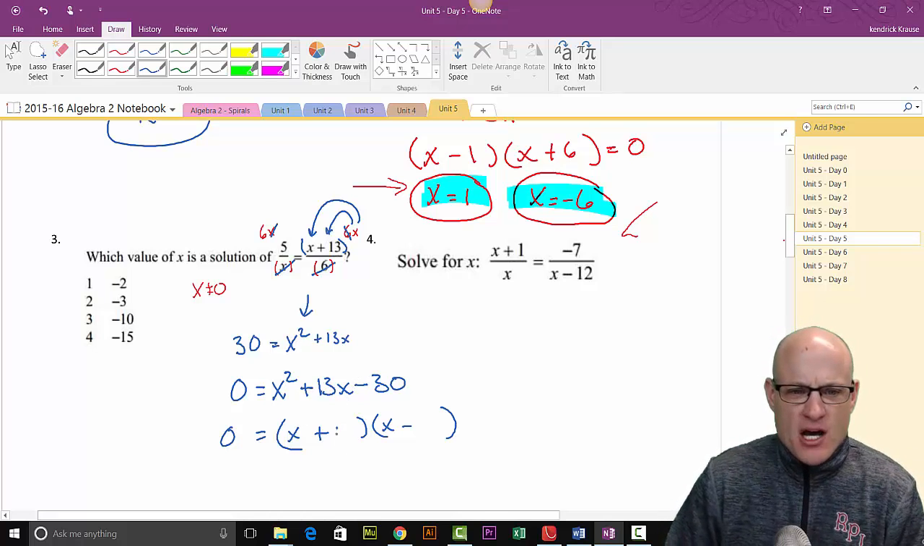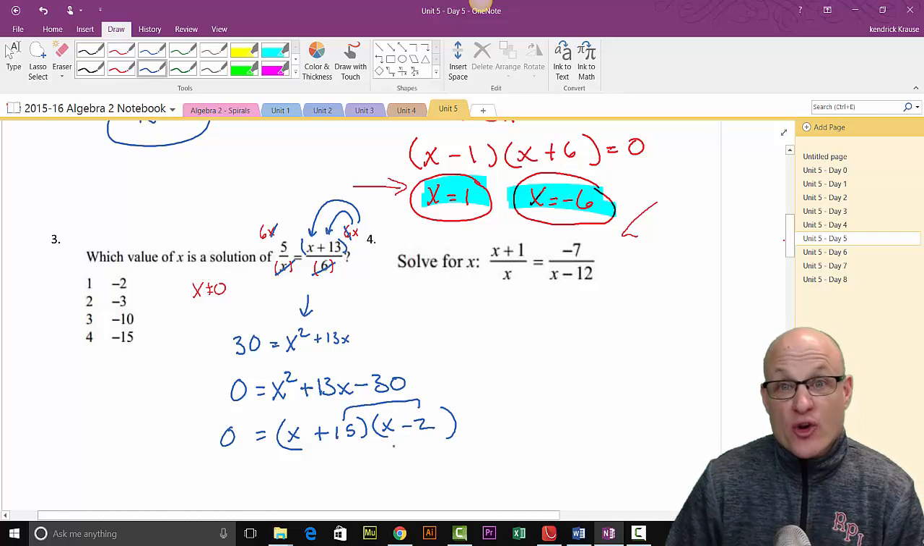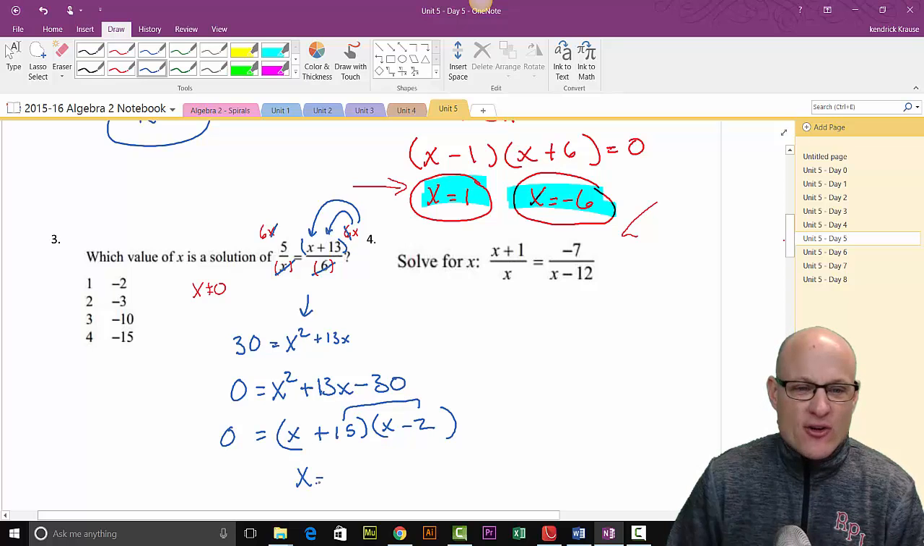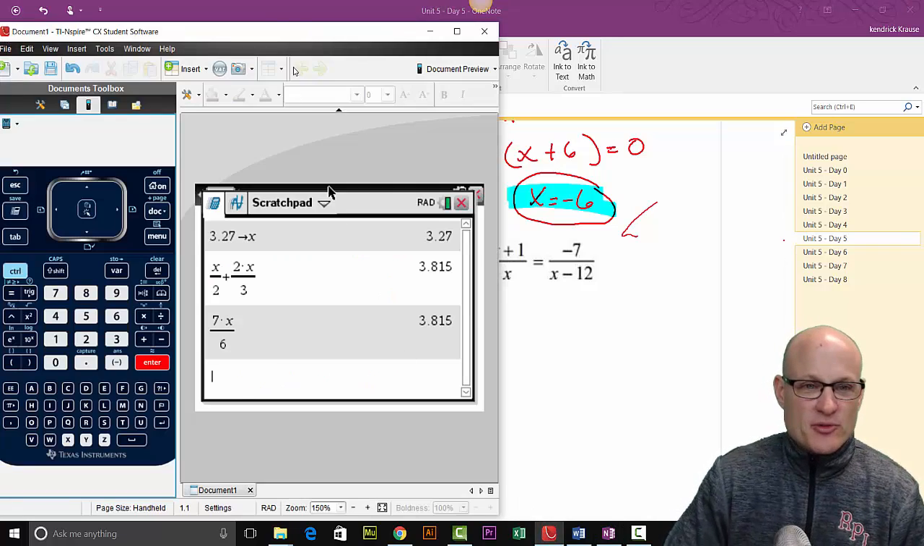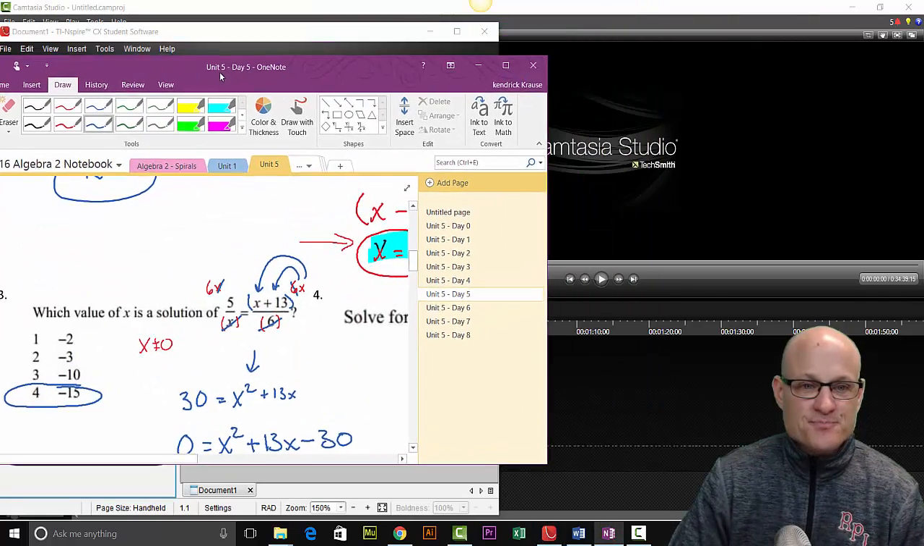Anyway, hopefully you got 15 and 2, because 15 minus 2 is 13. So my two answers are x equals negative 15. I don't know why I have negative. Negative 15 and x equals 2. There they are. And lo and behold, there's one of the answers. Negative 15.